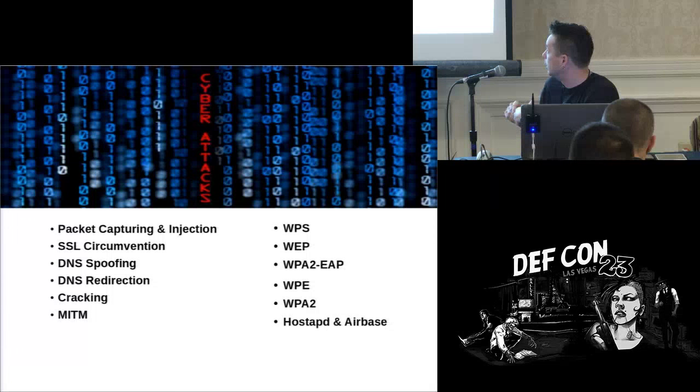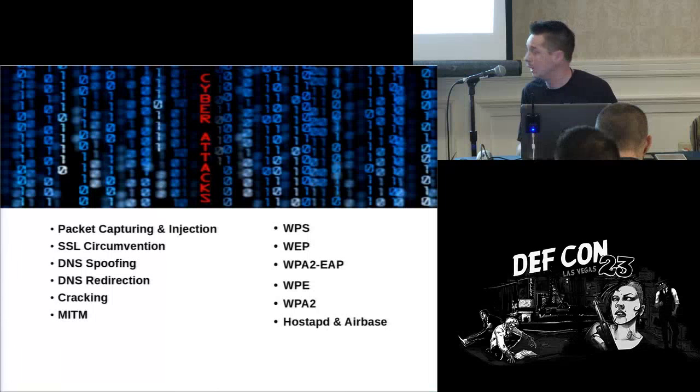Now, if we're not going to run that way, we can go a little bit further in our wireless attacks. We can crack WPS built in. We can crack WEP, WPA2, EAP Enterprise, or the WPE, which is the TCAP Enterprise. Those are used in the hostapd. We can crack WPA2 through Airbase. And we can also choose to bring up that basic access point using hostapd if we prefer that, or Airbase if we prefer that. We have all the attacks at our disposal that we can possibly do with hostapd and Airbase.